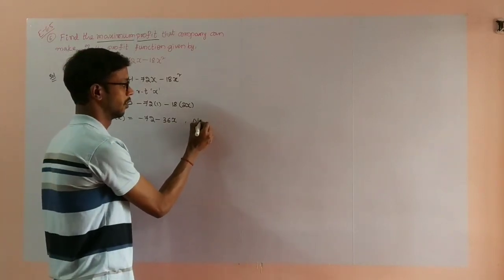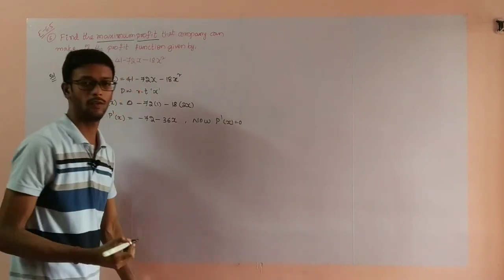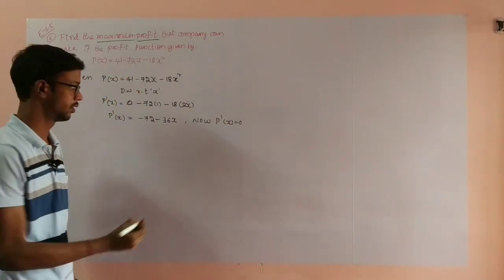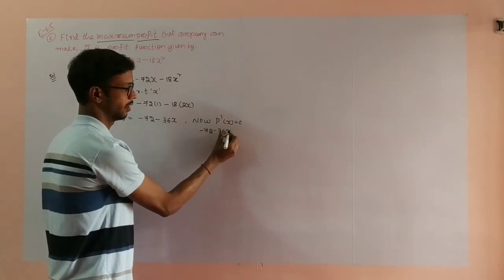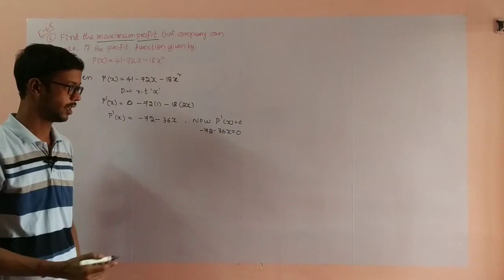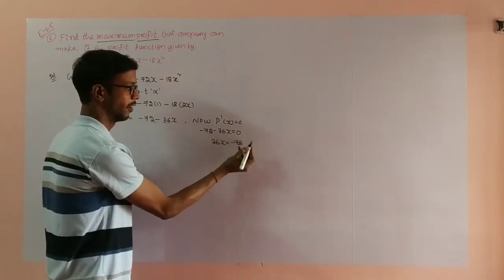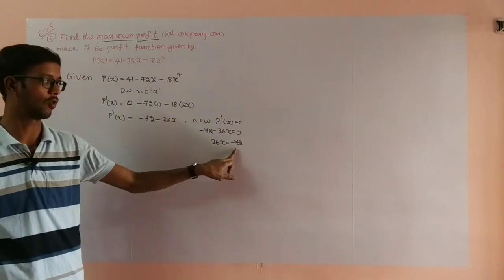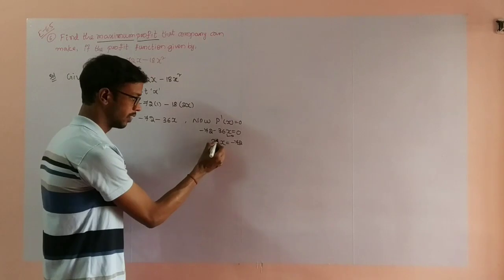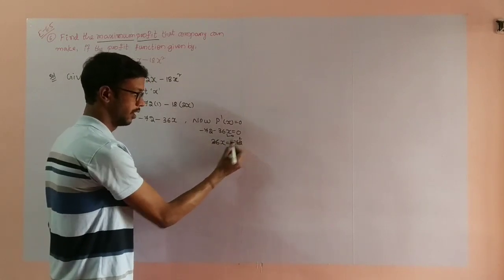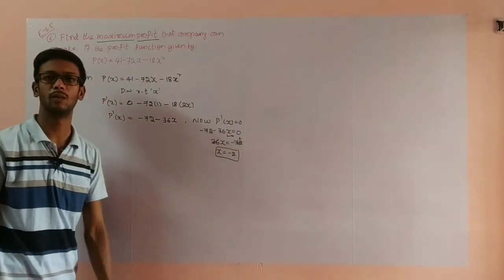Now P dash of x is equal to 0. First derivative equal to 0. Minus 72 minus 36x is equal to 0. If you simplify, minus 72, 36x equal to minus 72. Sending to the right side, 36 ones are 36, 36 twos are 72. x equal to minus 2 is the critical point.